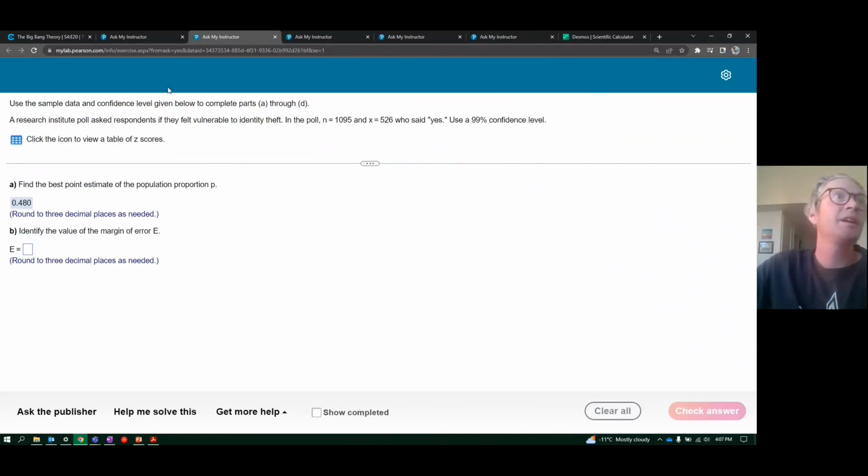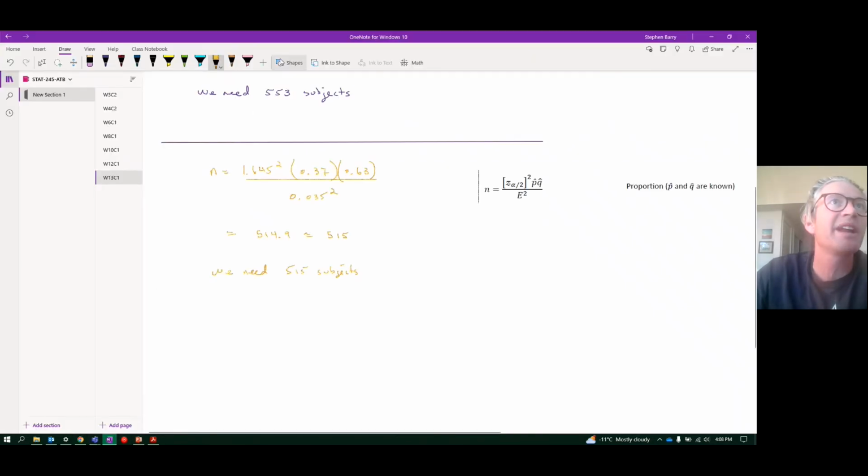All right, use the sample data and confidence level given to complete A through D. Research Institute asked respondents if they felt vulnerable to identity theft. That makes sense. So here's your sample size. Here's how many said yes. What's the best point estimate? So we got that one. The point estimate, just to review there, is whatever the sample says.